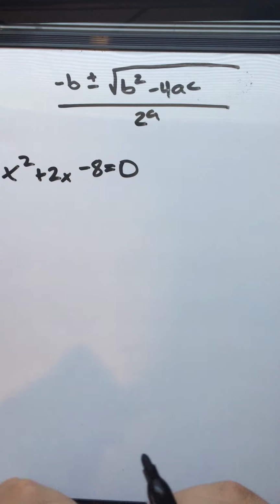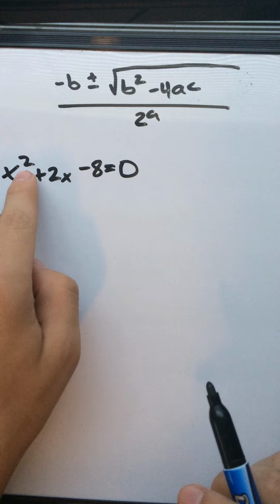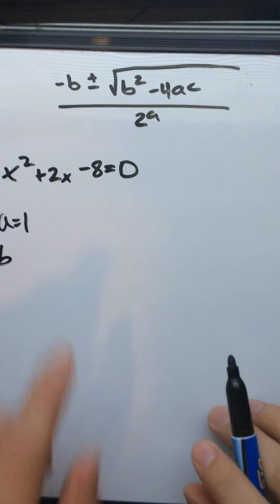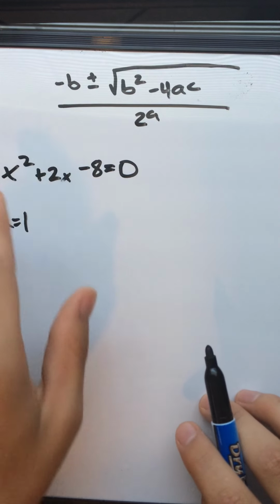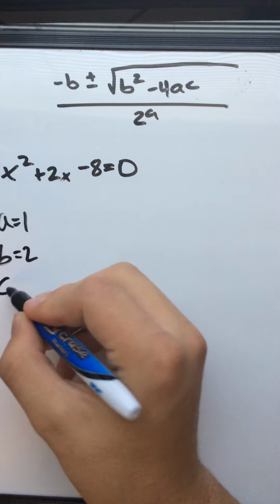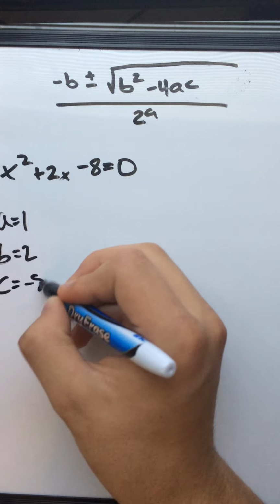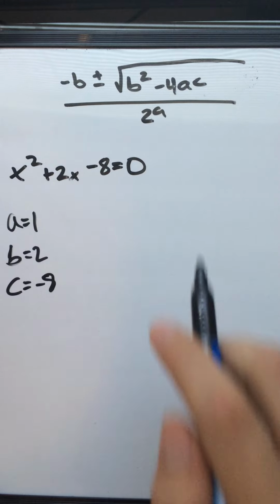So we have to have a, b, and c, and we have to get the a, b, and c from this equation. So the a is always the one that has a square. So a equals 1, and b is always the one with the x. It's not squared. It only has an x. So b equals 2. The c equals the number without the x's, without the exponent. So c equals -8.